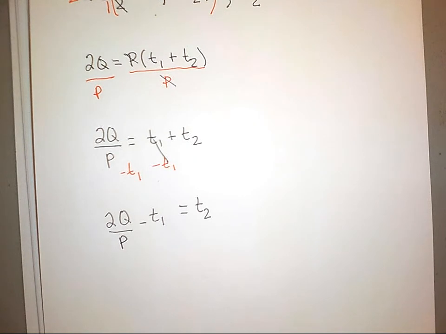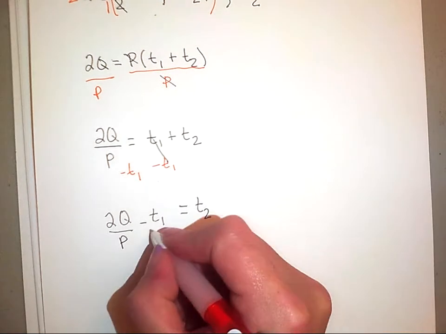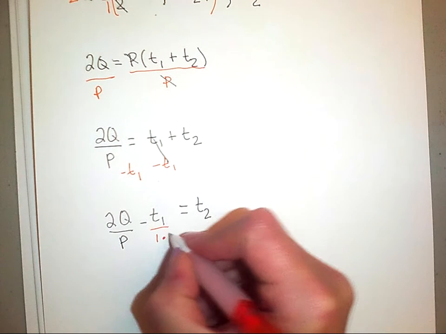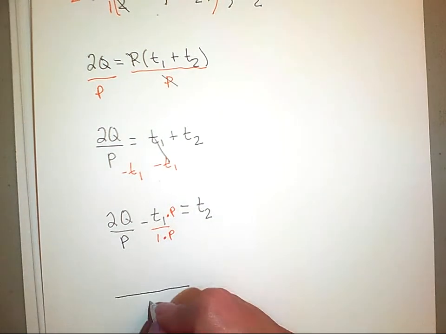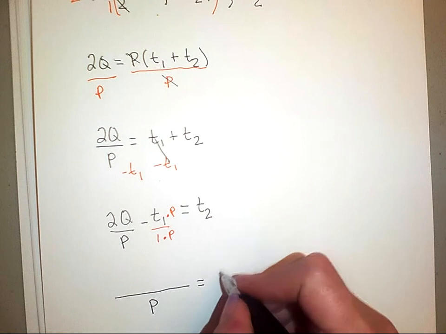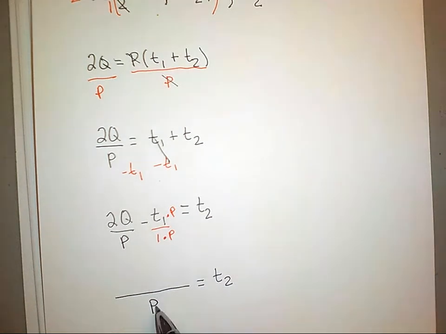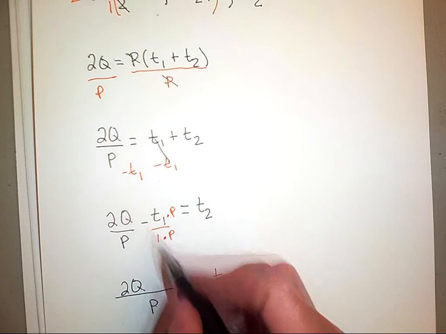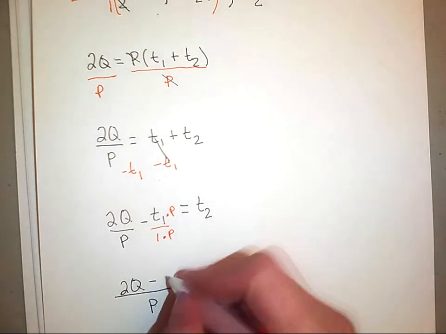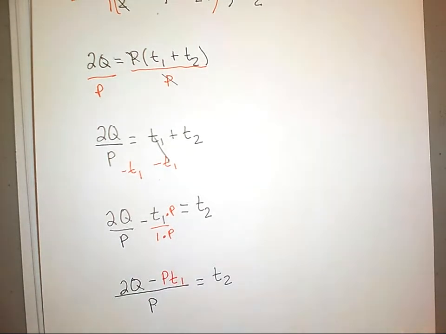Now, we could get a common denominator here if we wanted to. We could say this is over 1, so we can multiply by P. Then on the left-hand side, everything would be over P. This first one is just 2Q, and then minus PT1. So either one of these is acceptable.